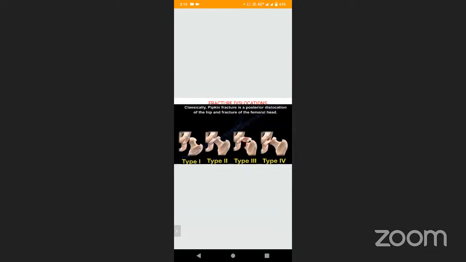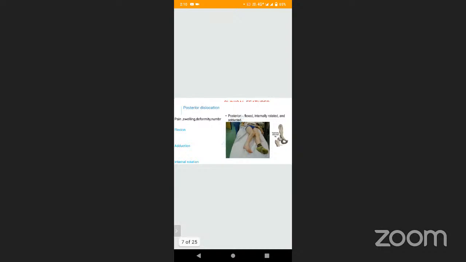So altogether you need to know that there are mainly 4 kinds of dislocations: anterior dislocation, posterior dislocation, central dislocation, and fracture dislocation. Posterior dislocation is the most common variety. Almost 60 to 80% of hip dislocations are posterior dislocations. Now we will talk about the clinical features of hip dislocation.